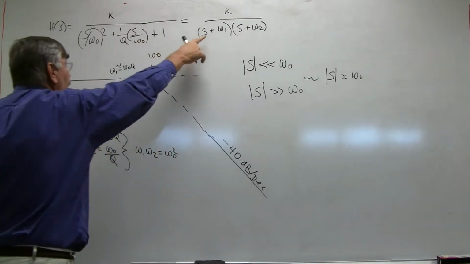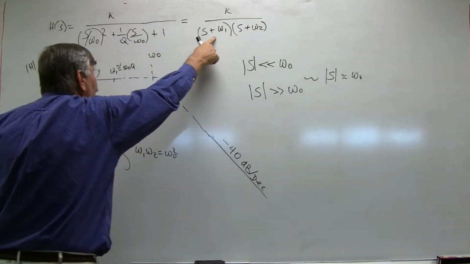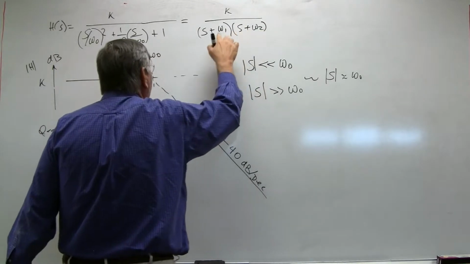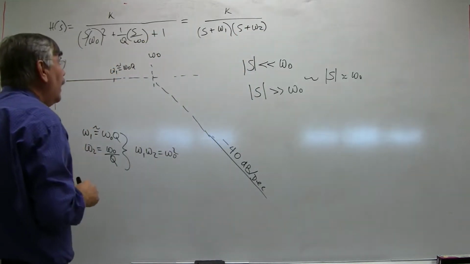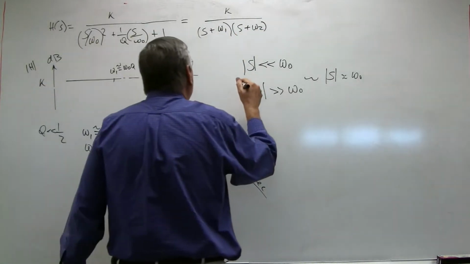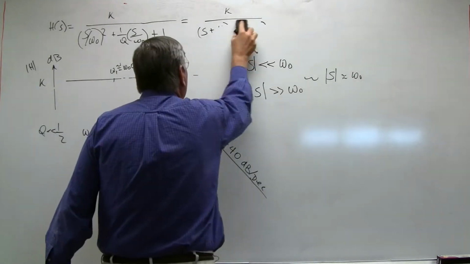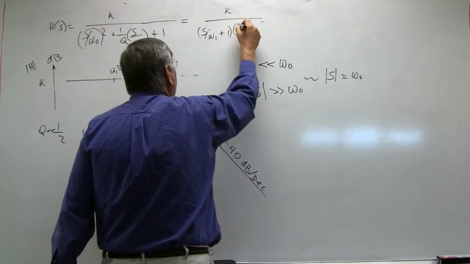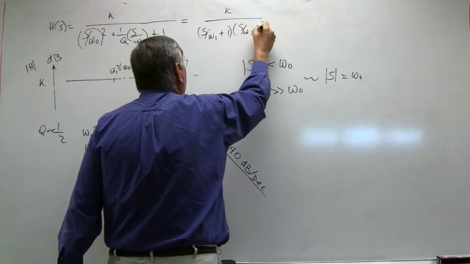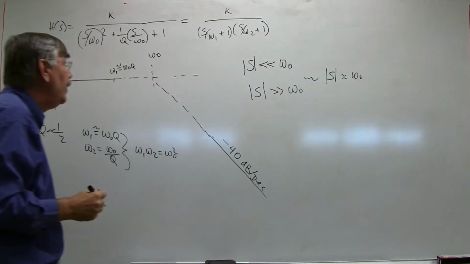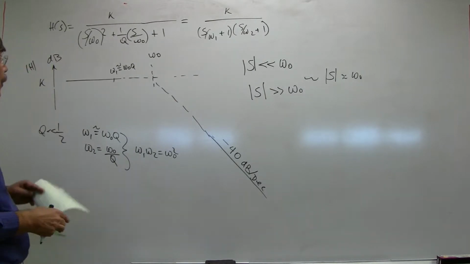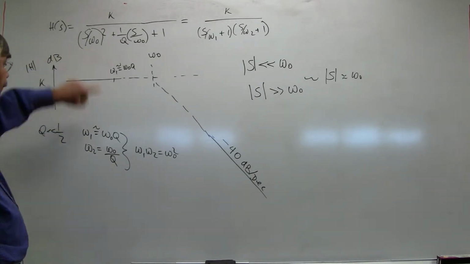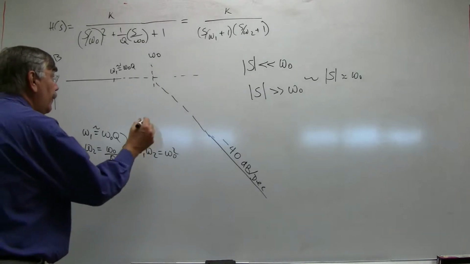And you can just multiply this thing out, and you'll find that the constant factor of this thing has to be omega naught squared. Let me try this again. This will be K over (s over omega 1 plus 1) times (s over omega 2 plus 1). And again, we can see that when we multiply out the first two terms, omega 1 times omega 2 has to equal omega naught squared.